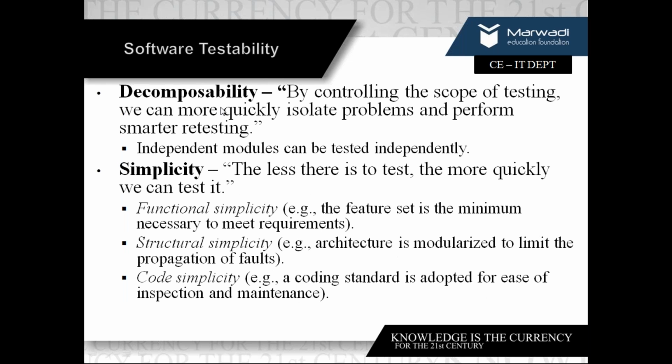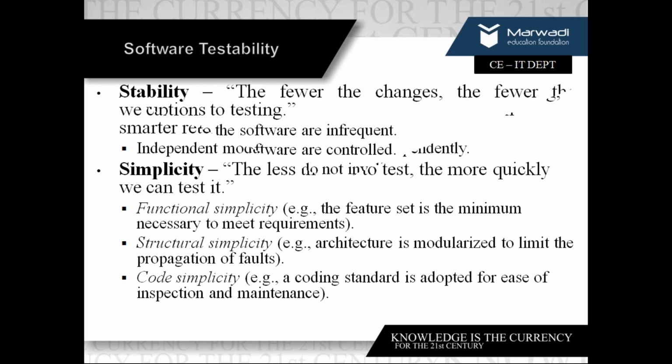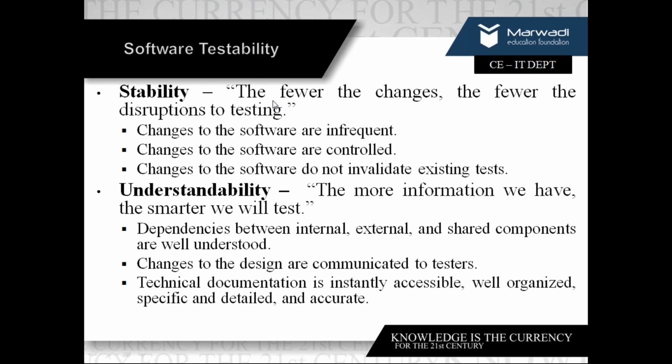Decomposability, obviously, when I can decompose, I can isolate one unit from the other, I can test it better. I can go for unit testing in that case. Simplicity, as simple as your program is, the easier the testing process will become. Stability, yes. Remember chapter 1, the diagram which had change in the graph. If there is a change, you will have a ripple effect on the software and that will deal with the stability of the system. Okay. Understandability, the more information we have, the better we will test.